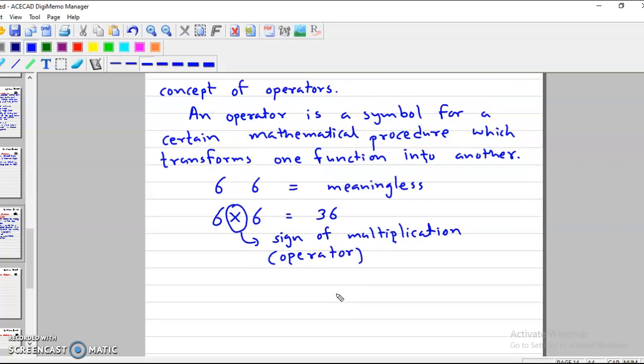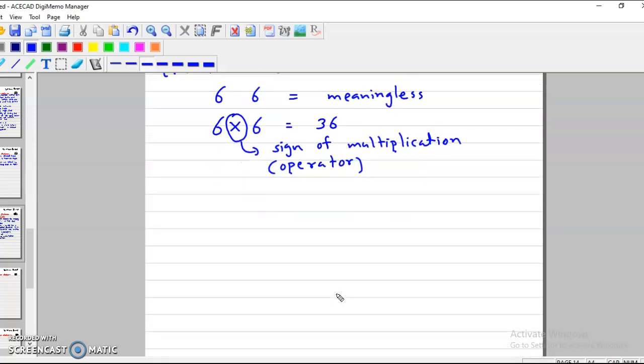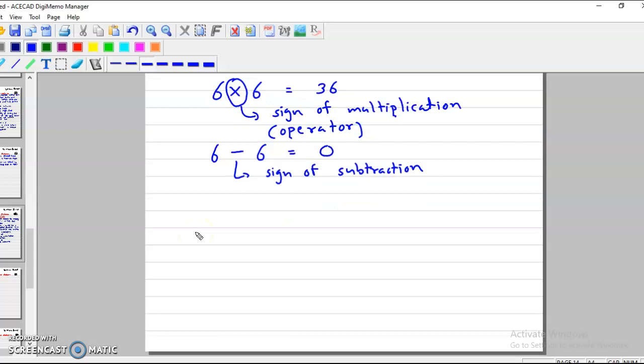We use different signs for different kinds of operations. Suppose with the same numbers, if I put this sign, the answer will be 0. That means this is the sign for subtraction. So when we carry out operations like subtraction, addition, multiplication, division, etc., we use certain operators. These signs are nothing but operators. I hope you understand the meaning of operators. This is very, very important.